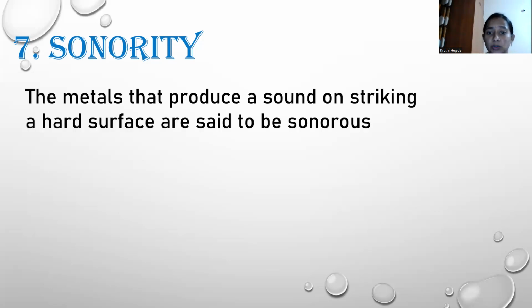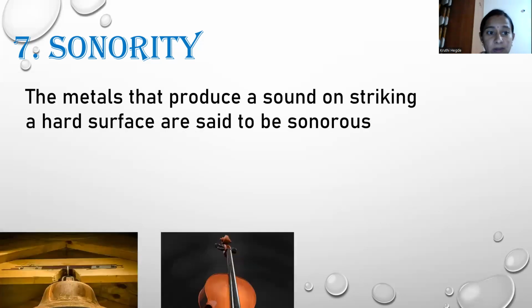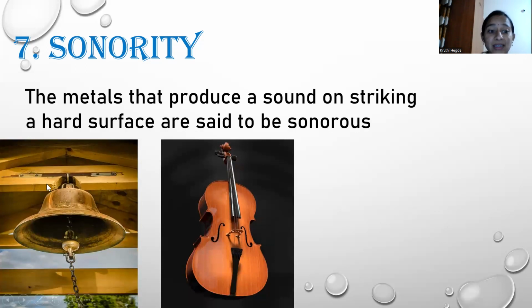The metals that produce a sound on striking a hard surface are said to be sonorous. That's the reason metals are used in temple bells and church bells, which produce that ringing sound once hit. Even metals are used in musical instruments like guitar and violin. The metal strings used in violin and guitar will produce that ringing sound, which helps the instruments produce melodious sounds.